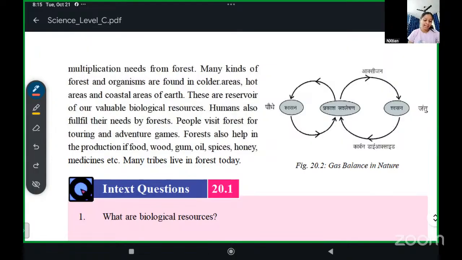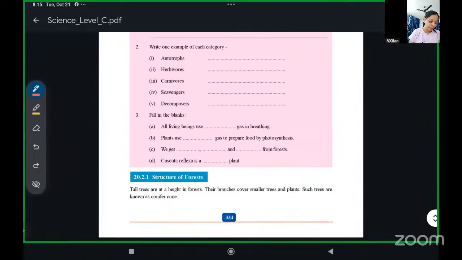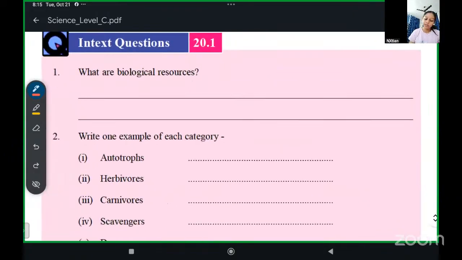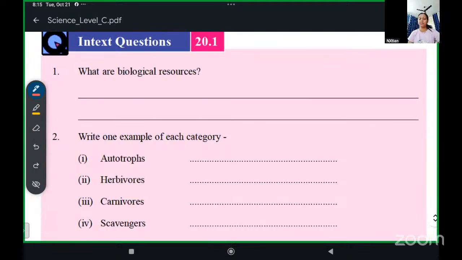Okay, now gas balance in nature. I will explain this to you tomorrow. I have to translate the words and explain this to you tomorrow. Five minutes break for you, and then we will start with maths. Okay, please get your geometry box.